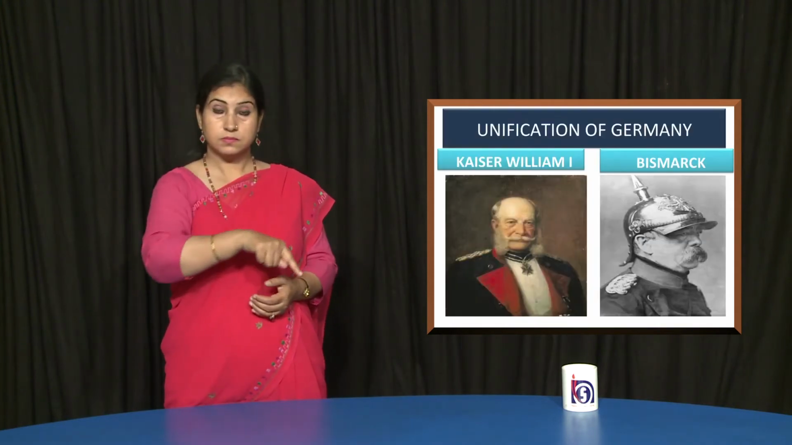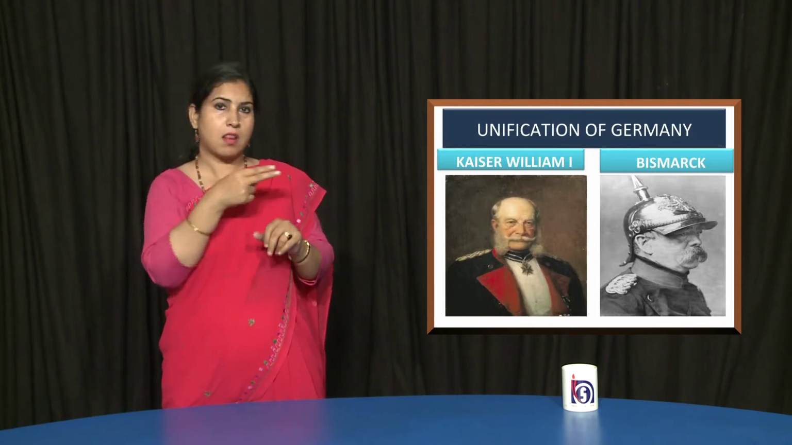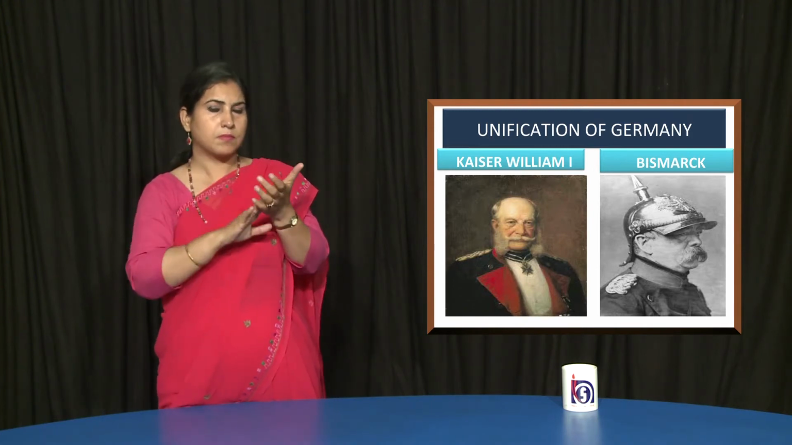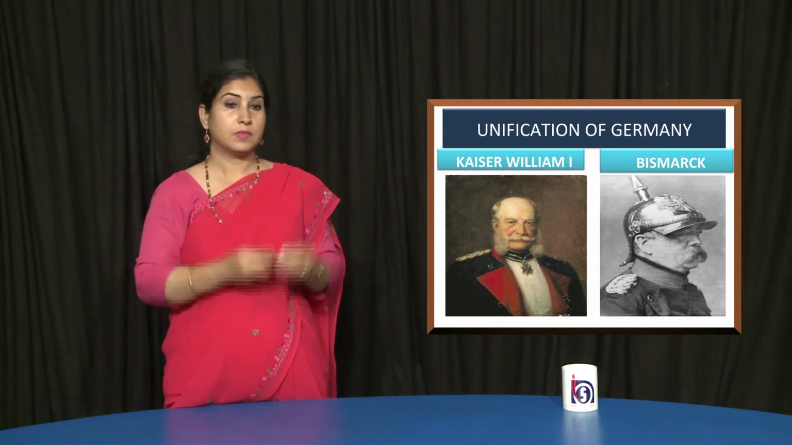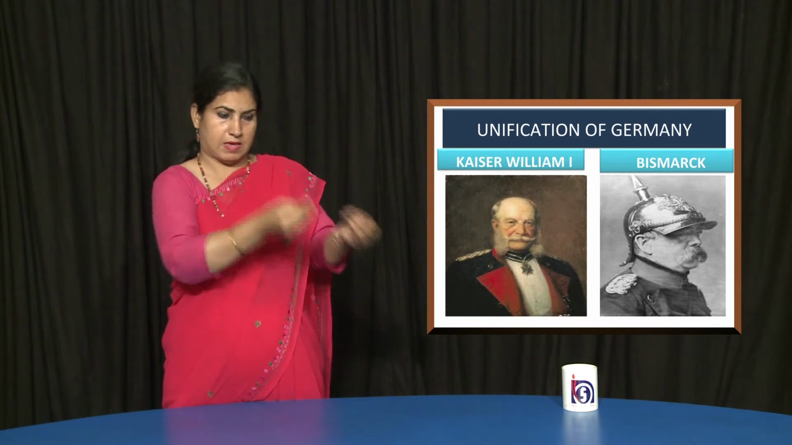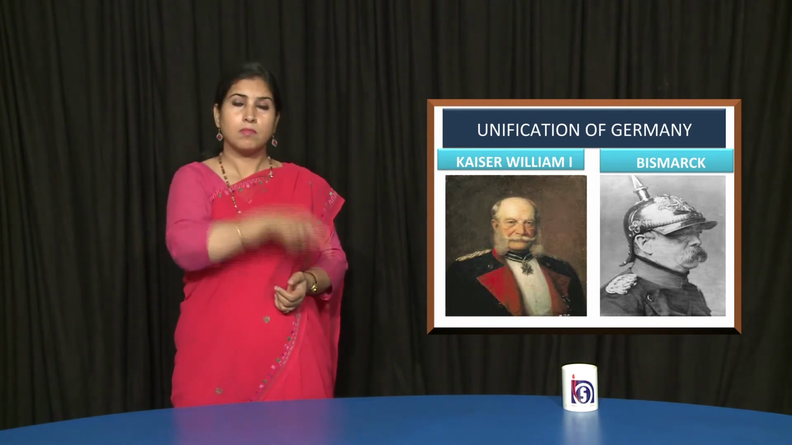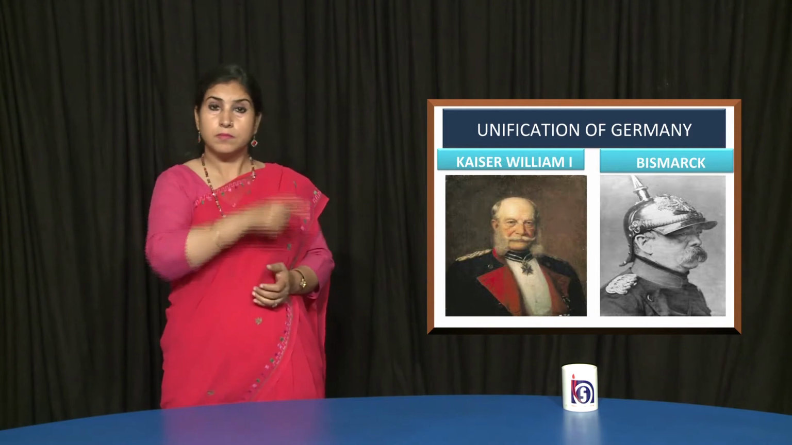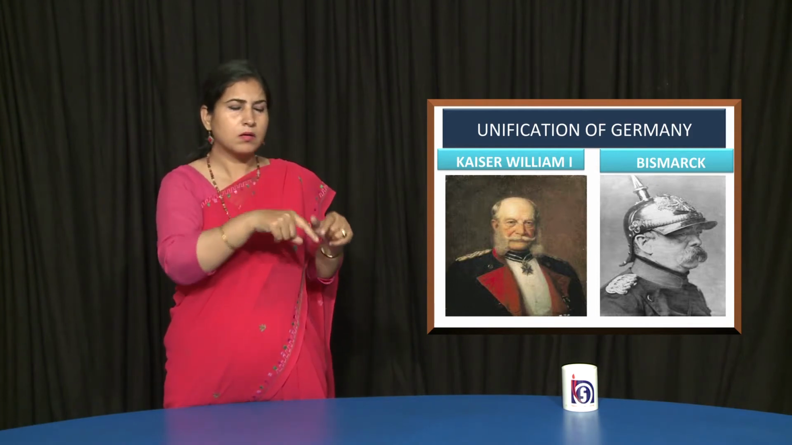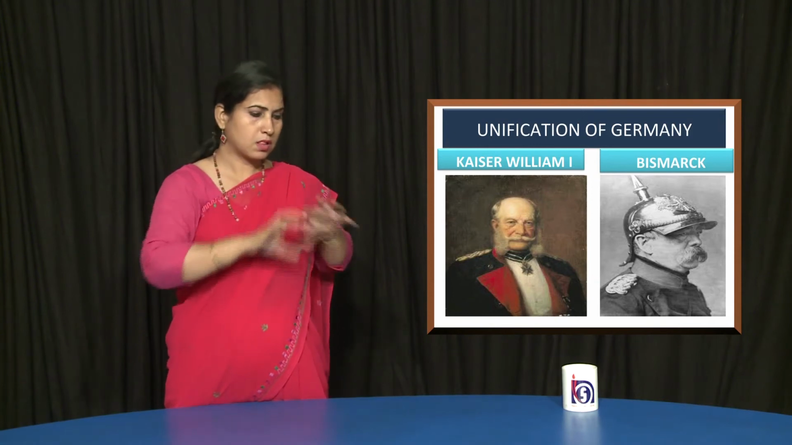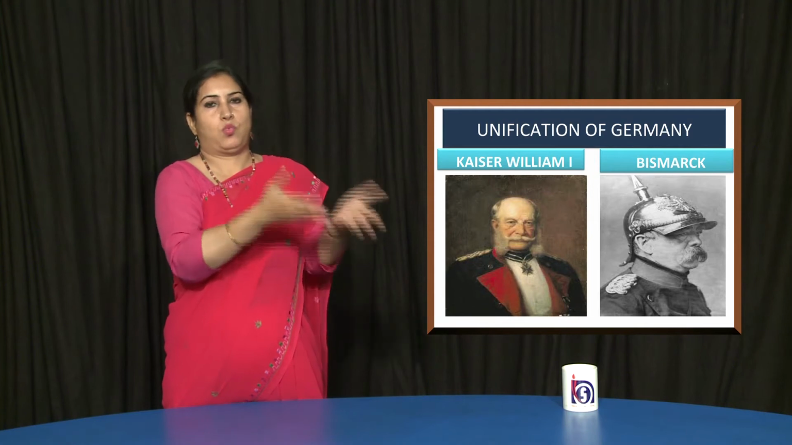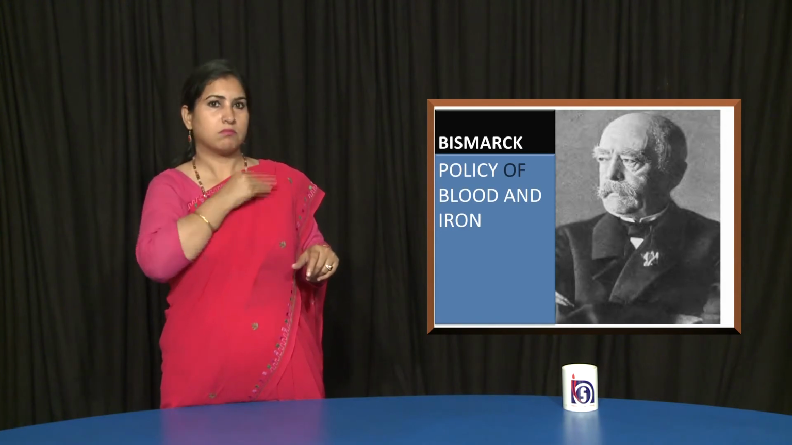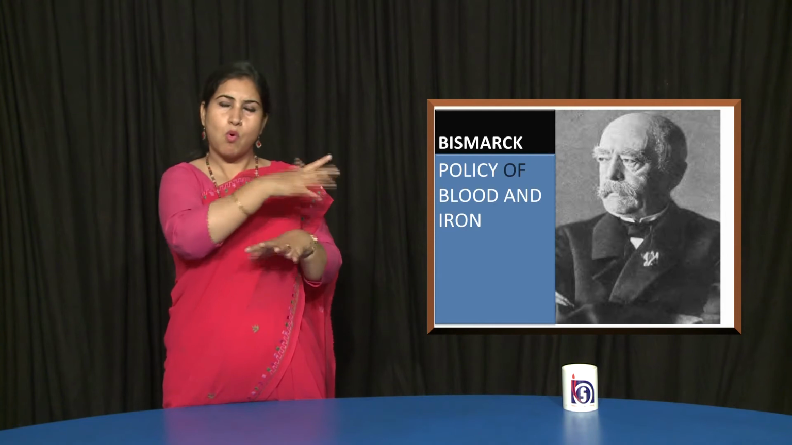The king of Prussia, whose name was Kaiser William I, gave Bismarck the duty. Bismarck was a minister of Prussia. Bismarck had the duty to unite Germany under the rule of Prussia. Bismarck followed the policy of blood and iron to unify Germany.